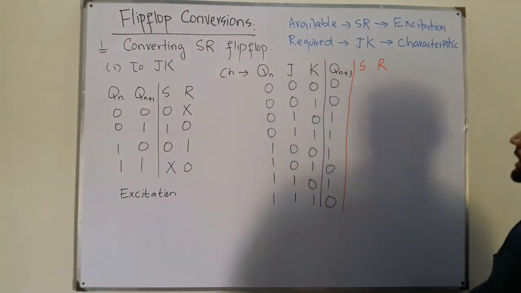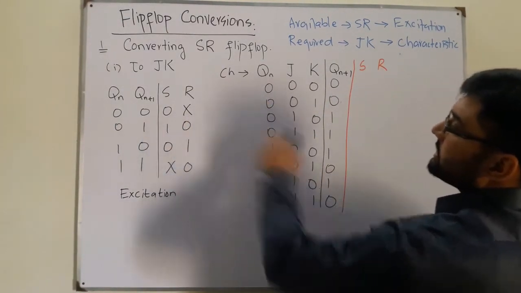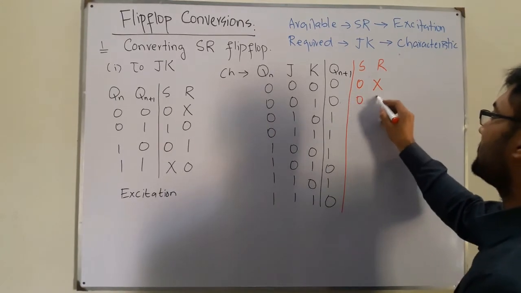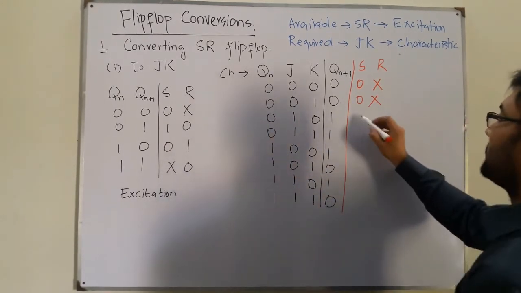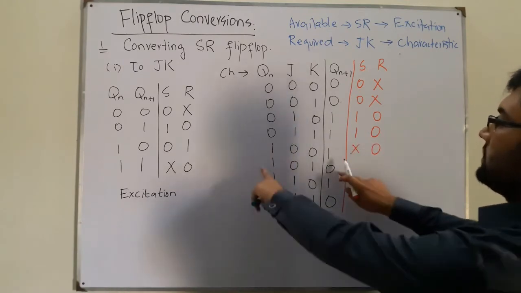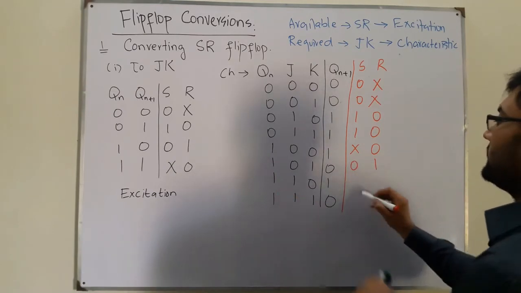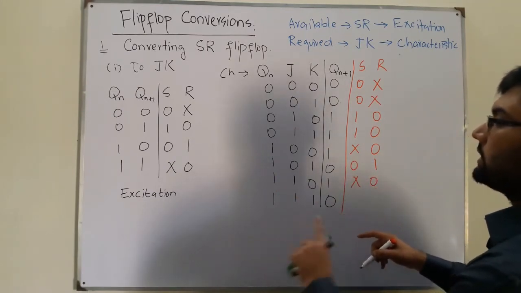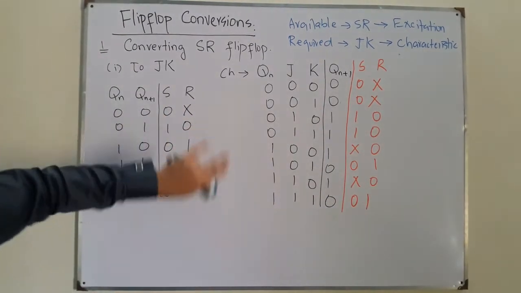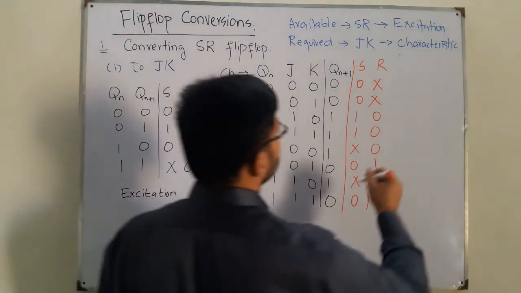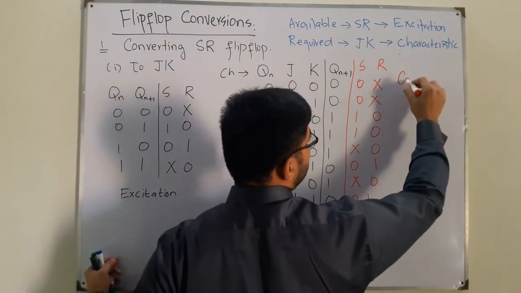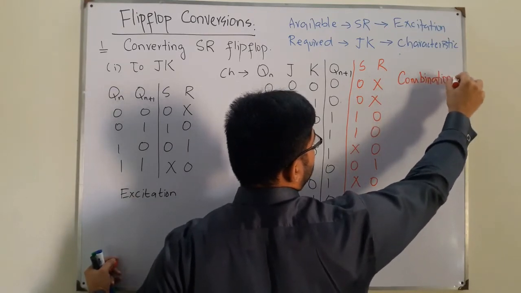Now have a look at the inputs. When 0, 0, we have 0 and X, don't care. Then again 0, 0, so again 0 and don't care. Now 0, 1, so you have 1, 0. Again 0, 1 gives 1, 0. 1, 1 would be X0. 1, 0 gives 0, 1. 1, 1 gives X0. 1, 0 is again 0, 1. This table is called the combinational table, because here we have combined some properties of the characteristic table and some properties of the excitation table.